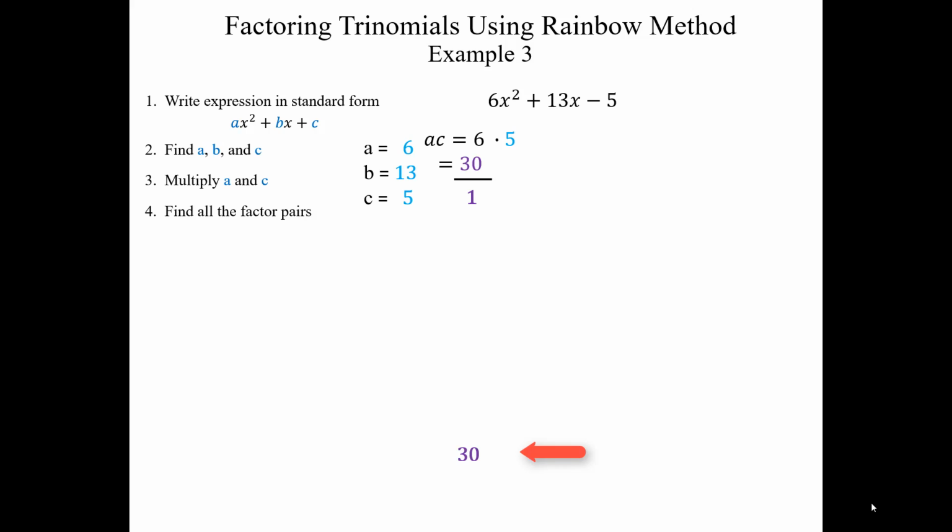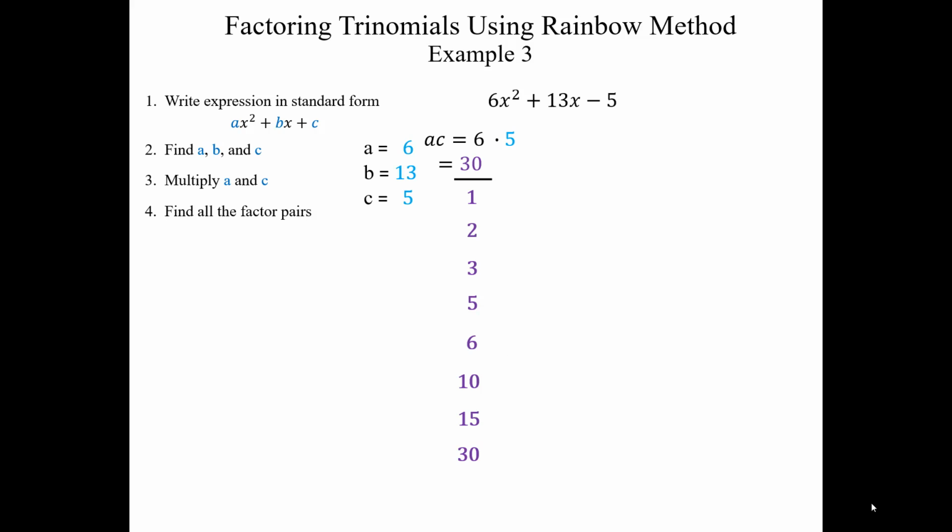1 times 30 is 30. The next number that'll work will be a 2. 2 times 15 will give us 30. Let's check another number. 3. Yes, 3 will work. 3 times 10 will give us 30. Will 4 work? No, 4 was not a factor of 30. What about 5? 5 times 6 gives us 30.